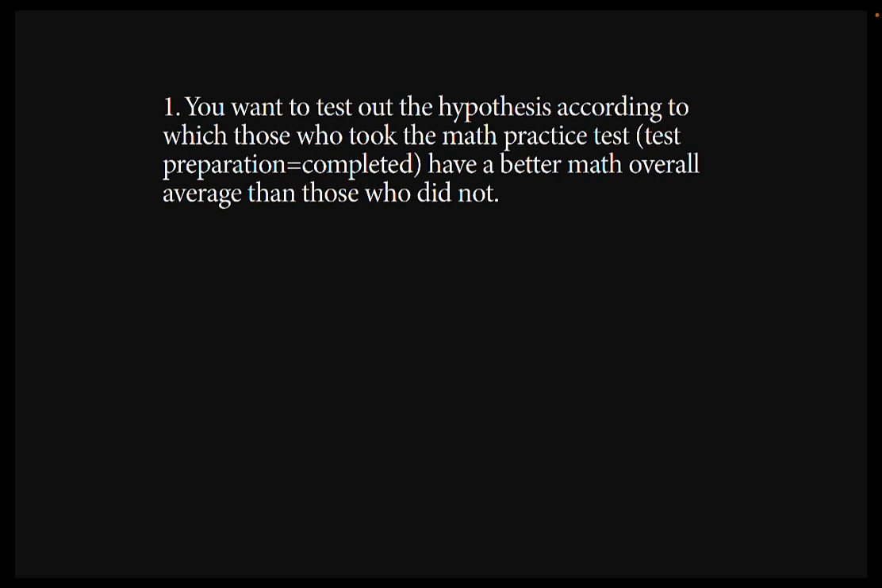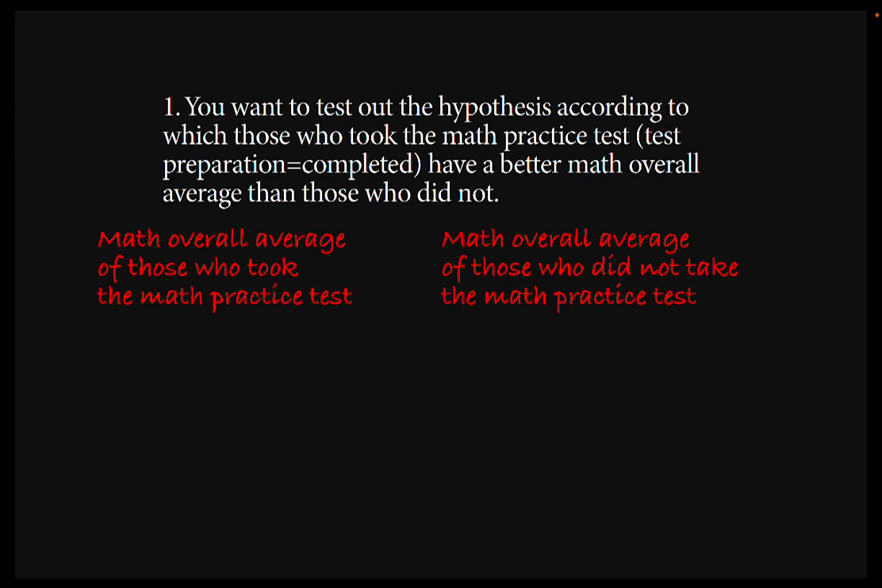So the first question to ask should be, what are my two key values in there? And it looks like my first value is the math overall average of those who took the math practice test. And the other value is the math overall average of those who did not take the math practice test. So the second question probably should be, are we interested in the difference between these two values, or are we interested in the way one is impacting the other? In this case, it's pretty clear we're interested in a difference.